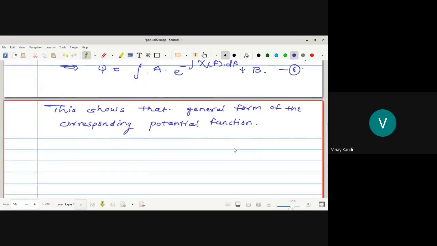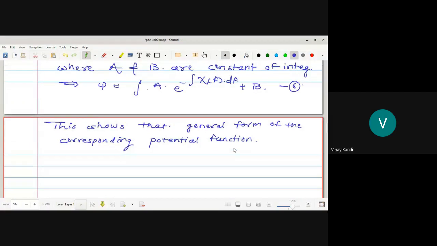Okay, so this is the necessary condition for the one parameter family of surface f of x y z is equal to c to be a family of equipotential surface.